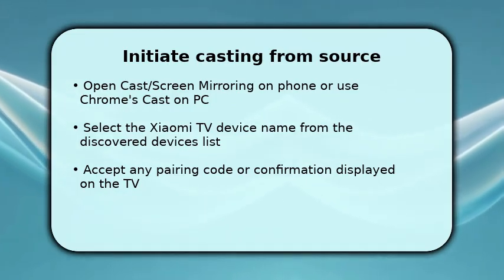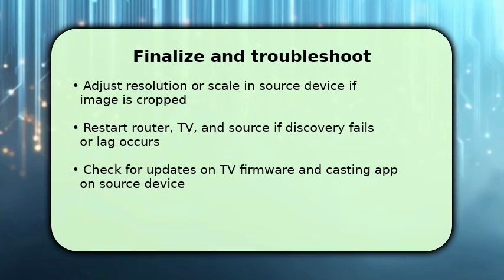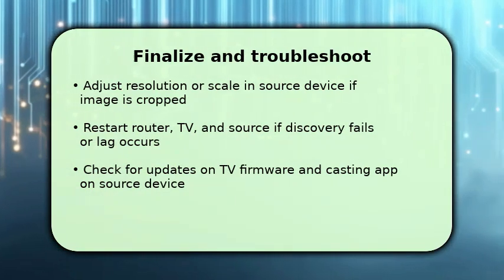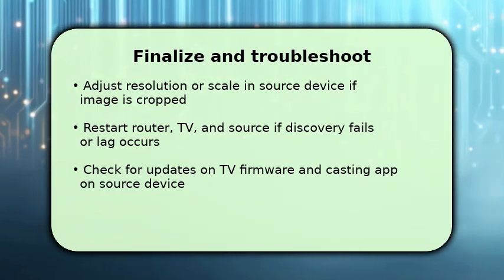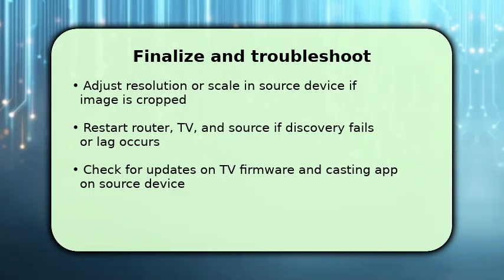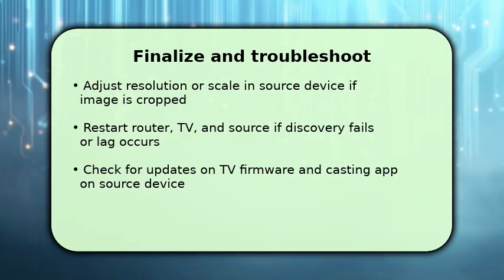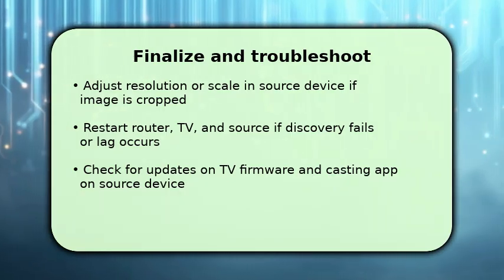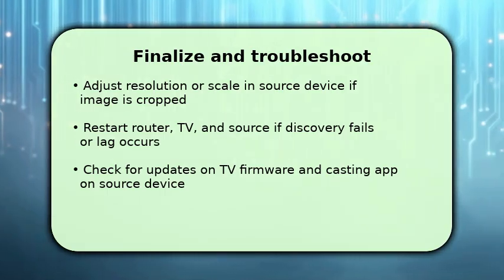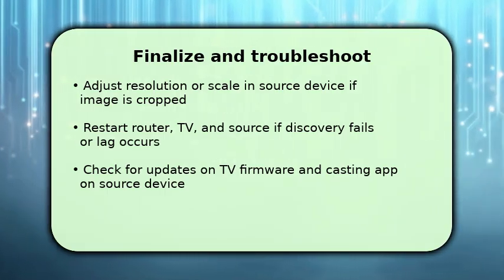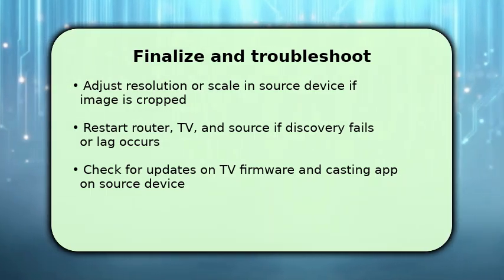To finish, verify the image fits and audio routes to the TV. If scaling is off, change display resolution or screen size in your source device so content displays correctly. If connection drops or the TV is not discovered, restart the router, power cycle the TV and the source device, and try again. This clears network caches. Also make sure TV firmware and your casting app are up to date, because updates fix compatibility issues. If problems persist, use.